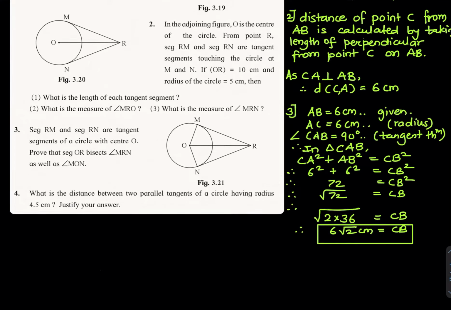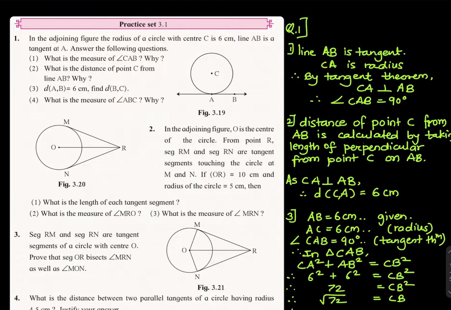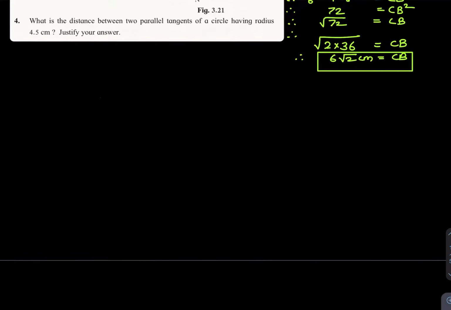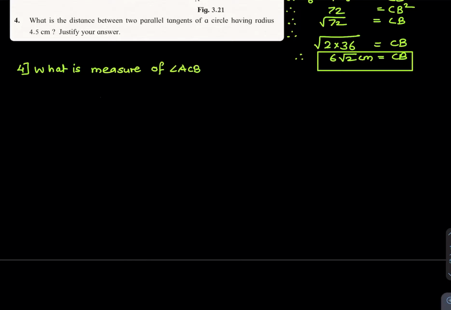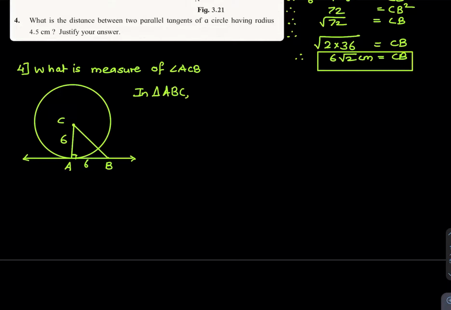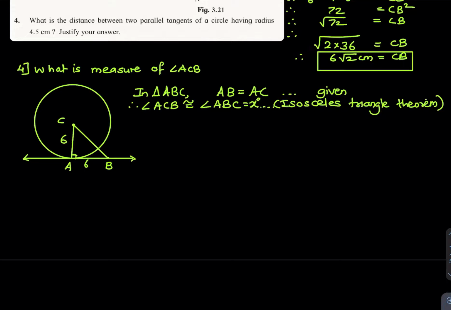So now for the next question, what is the measure of angle ABC? What is the measure of angle ACB? To find the solution, first we will draw the diagram. In triangle ABC, it is given that AB is equal to AC because both are 6 centimeters.